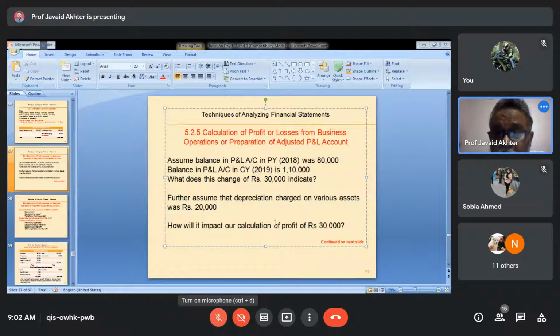The profit would have been actually 50,000. Why 50,000? Because 20,000 we would have shown as an expense, which in reality was not, meaning there was no outflow. So in order to find out the real profit or real loss, we make several adjustments. What are those adjustments? That I have tried to explain to you in the next slide.